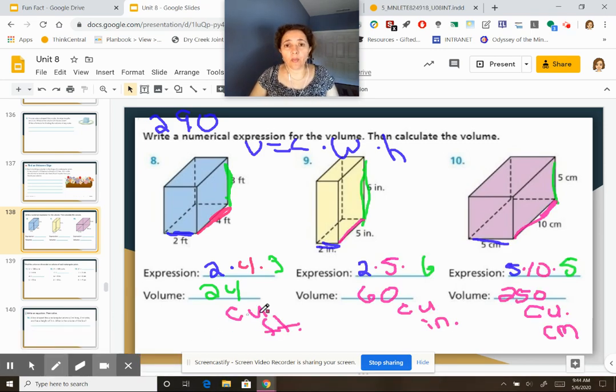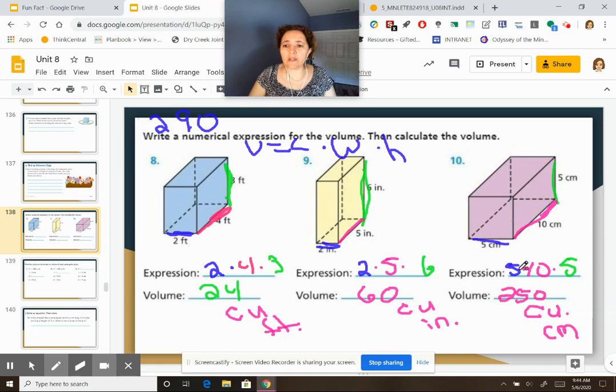Okay. Oh, and sorry, we forgot to label the other one, right? It should be cubic feet, because this is in feet, cubic feet. Okay, for the next one, your expression should be 2 times 5 times 6, 2 the length, 5 the width, and 6 the height. 2 times 5 is 10, times 6 is 60. 60 cubic inches.